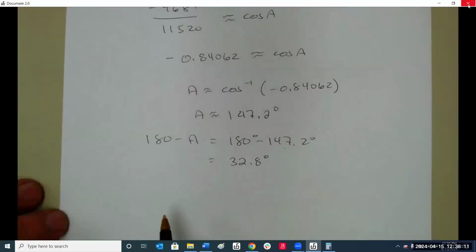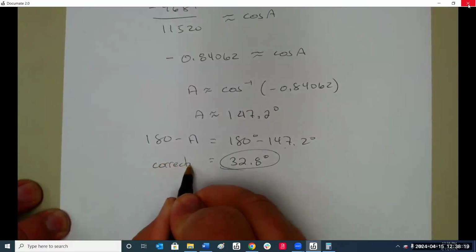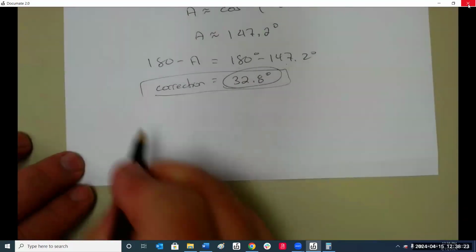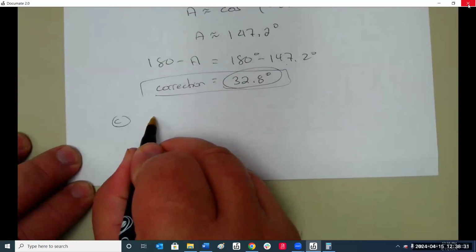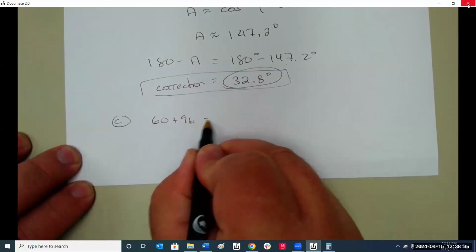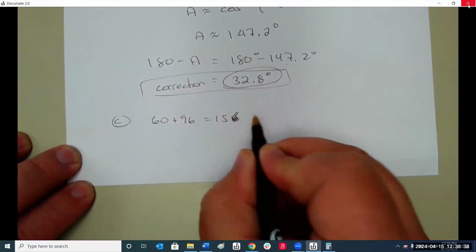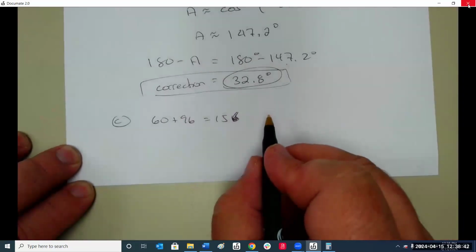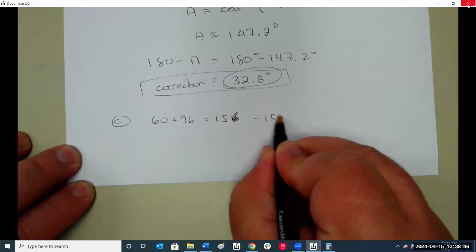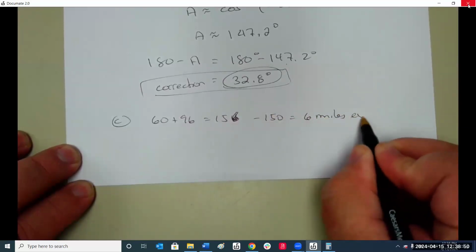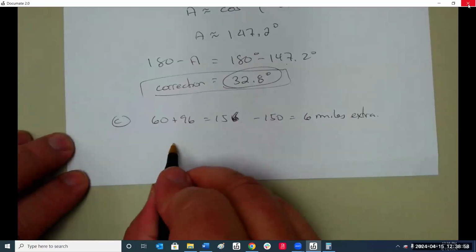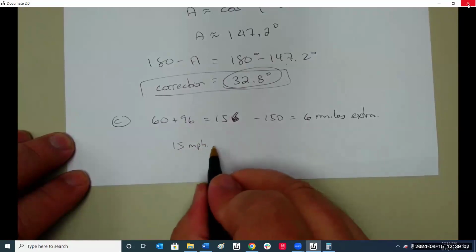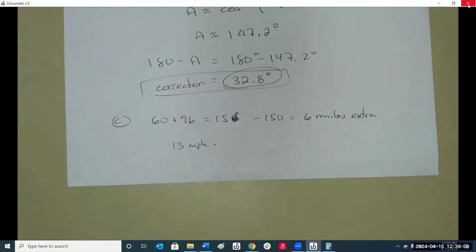How much more time will it take? So that's B. So that's the correction of the course. C is how much time has been added to the trip? So we have 60 miles our first one. We have 96 to go. So we travel how fast? 15 miles an hour? So it'll take us less than half an hour.